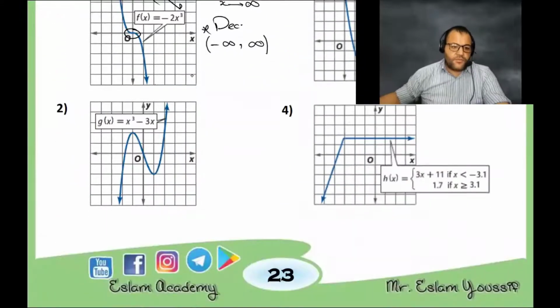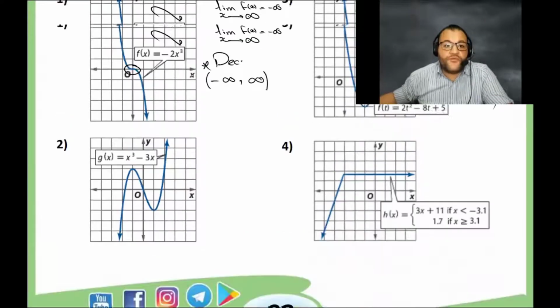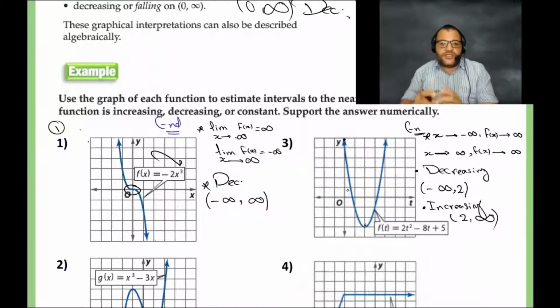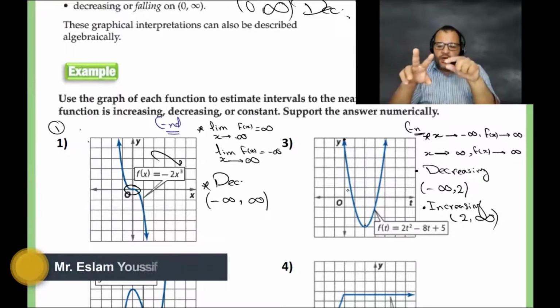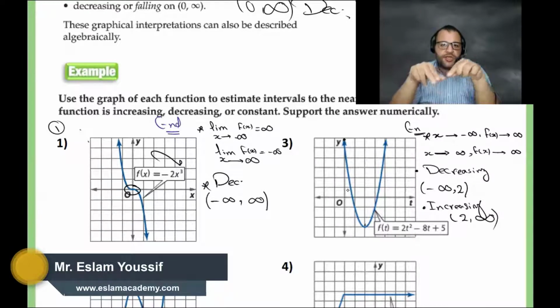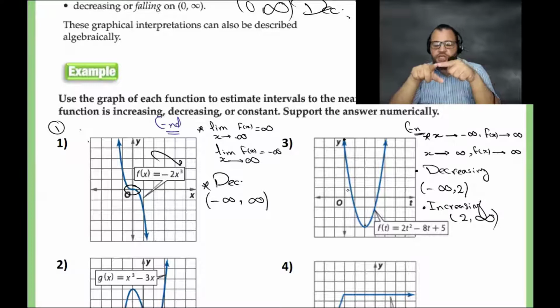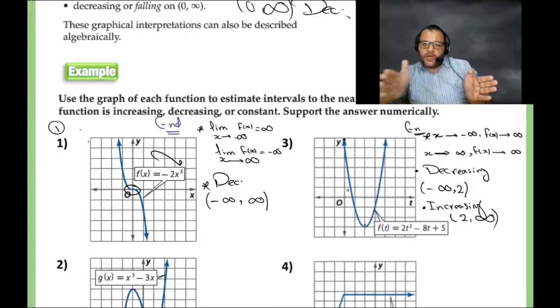Mr. Eslam, what's the 2 there? Is it on the y-axis or the x-axis? 2 for x. We have 2 conditions now, one for x and one for y, where y is the function. So is the function increasing or decreasing? Increasing. Y depends on what? X. So y is increasing when x is from negative infinity to positive 2.